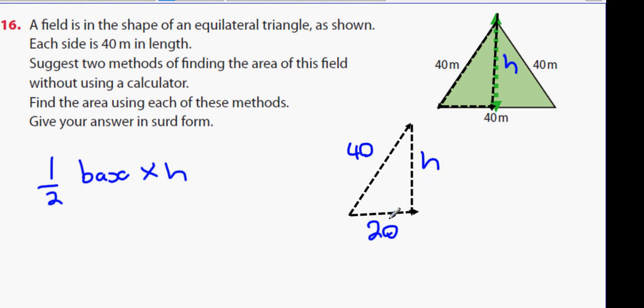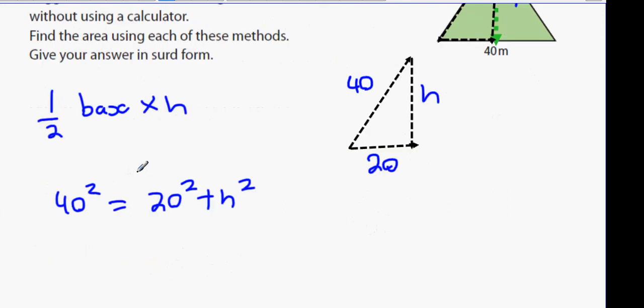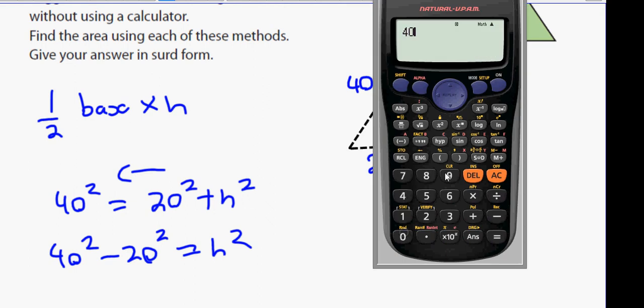So we're going to use Pythagoras' theorem, right? So Pythagoras' theorem gets us 40 squared equals 20 squared plus h squared. Bring the 20 squared over to the other side. 40 squared minus 20 squared equals h squared. Use the calculator. Okay, square root that. Answer? 20 root 3.